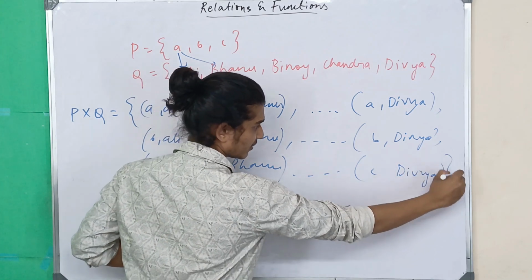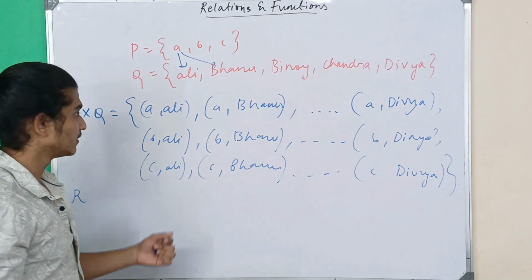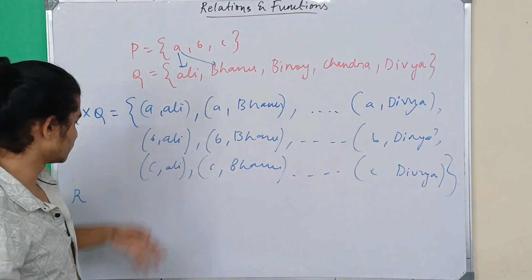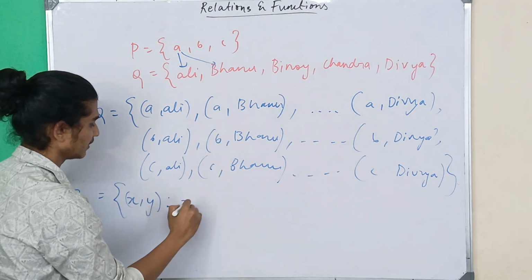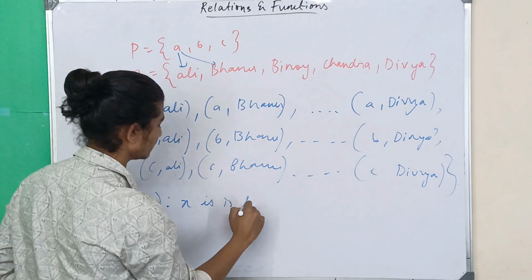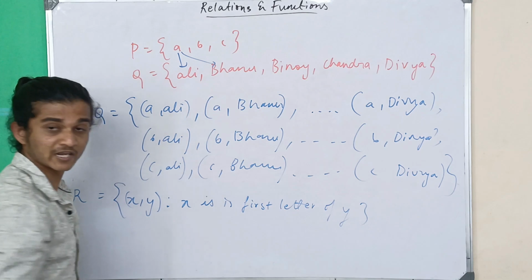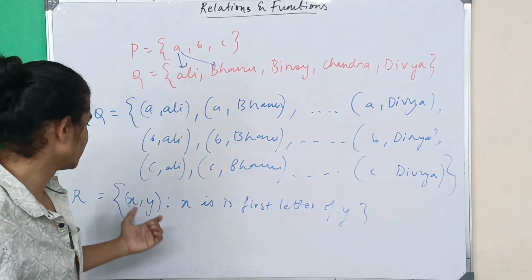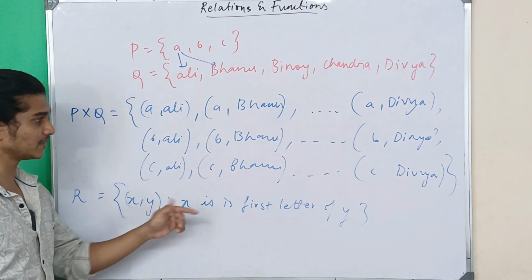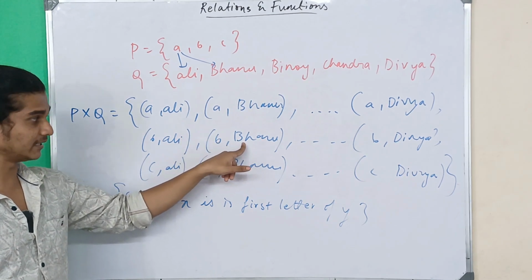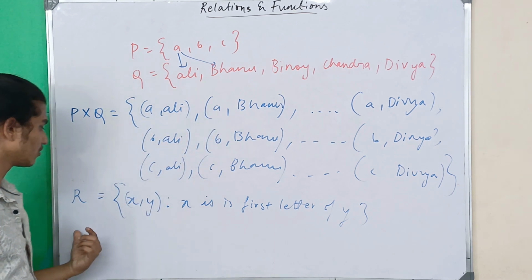Now I'm going to define a set. Suppose the set name I'm going to call R, and I'm going to write the set of all (x, y) such that x is the first letter of y. So basically we're supposed to find the elements in which whatever x we have, it should be the first letter of y. For example, B Banu, and A Ali. So we need to categorize those in one single set, and we're going to call that R.